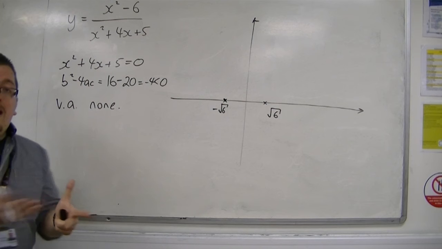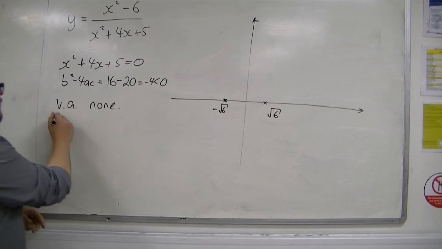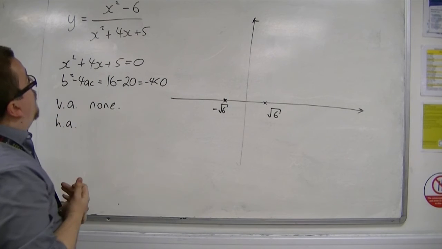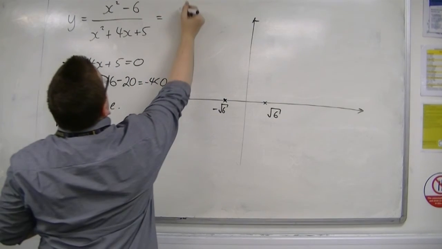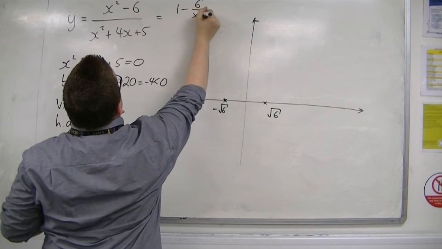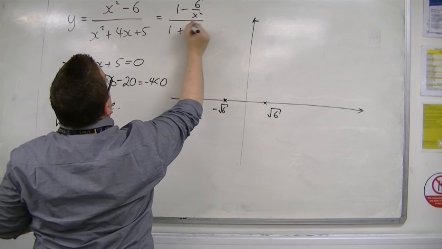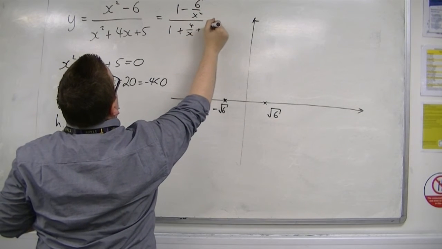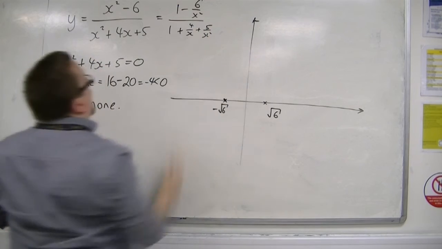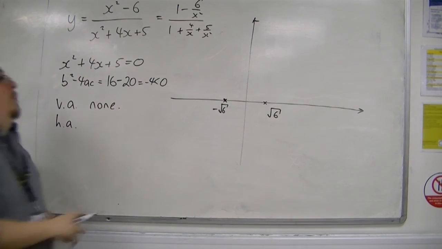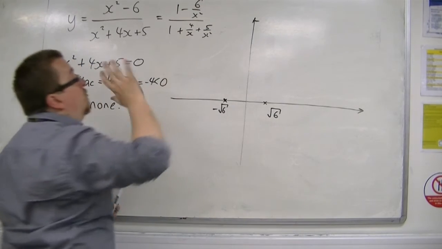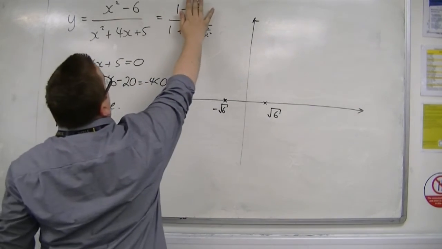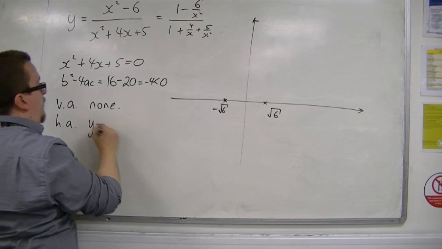What about where the horizontal asymptote is? Does it have a horizontal asymptote? Well, dividing through by x squared, we're going to have 1 minus 6 over x squared over 1 plus 4 over x plus 5 over x squared. So as x gets very large and positive, these fractions will tend to 0. So we're going to have y is equal to 1 as the horizontal asymptote.